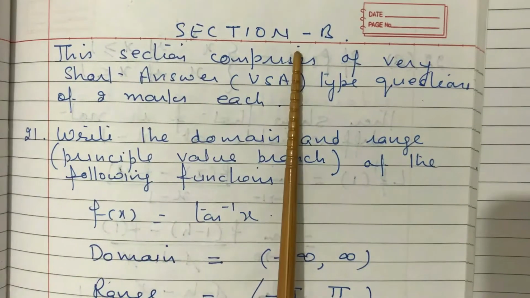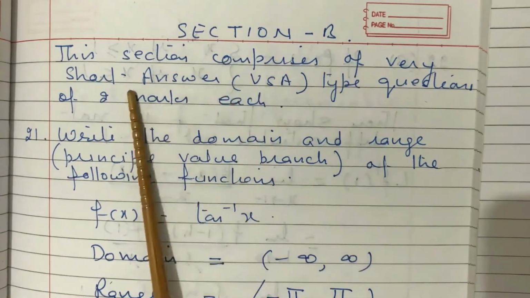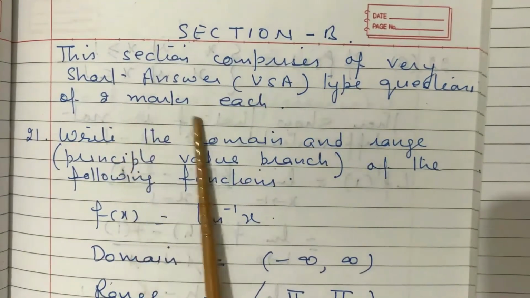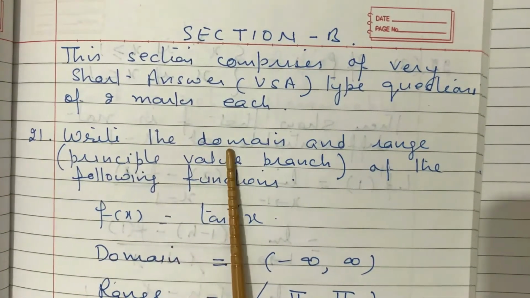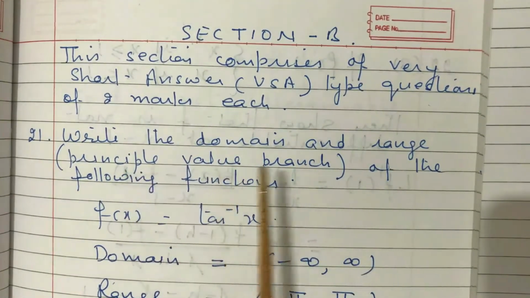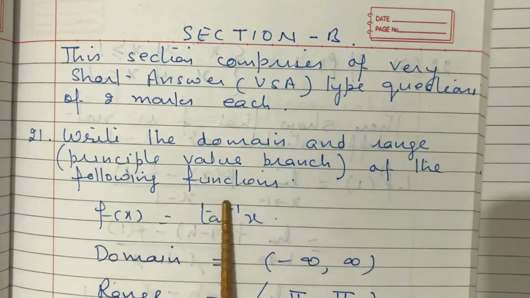Now section B. This section comprises very short answer type questions of 2 marks each. The 21st question is: write the domain and range of the principal value branch of the following function.